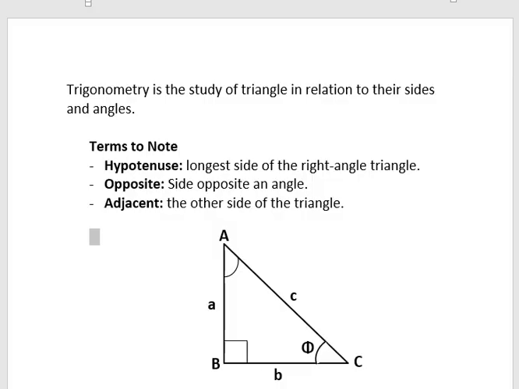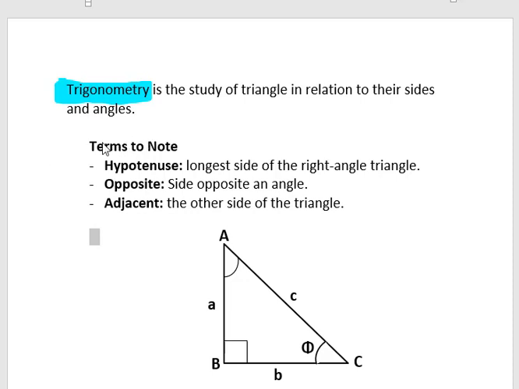Hello, welcome. In this class, we'll learn the three basic trigonometric ratios. So let's get on into the class. Trigonometry is the study of triangles in relation to their sides and angles. In this aspect of mathematics, which is known as trigonometry, we deal basically with triangles. So trigonometry connects triangles, angles, and their sides.